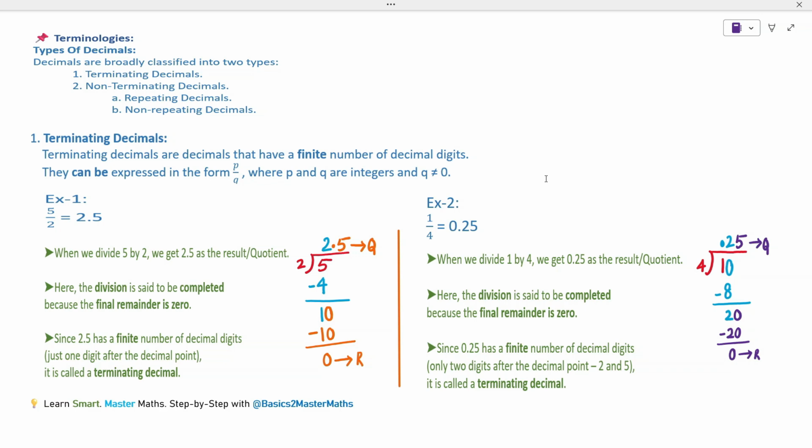Tomorrow, we are going to learn about types of decimals.